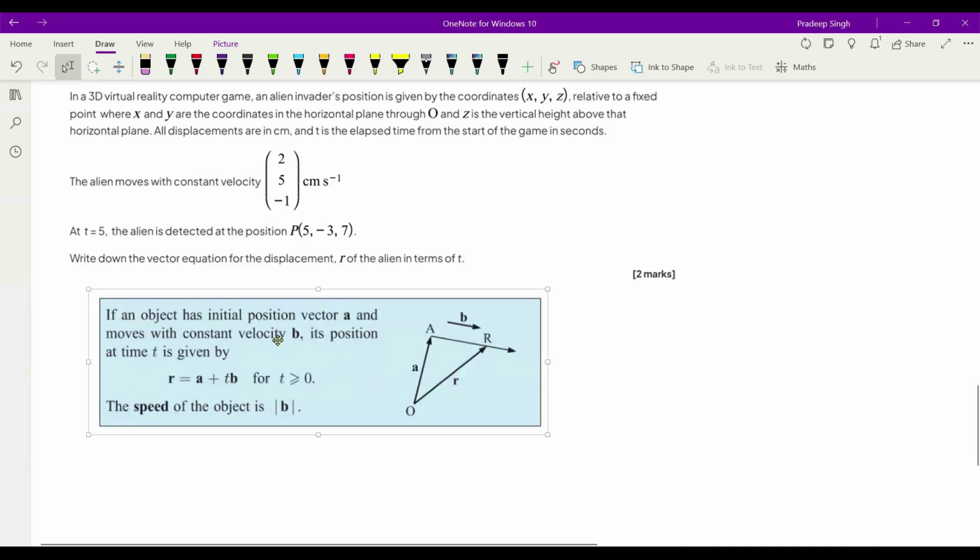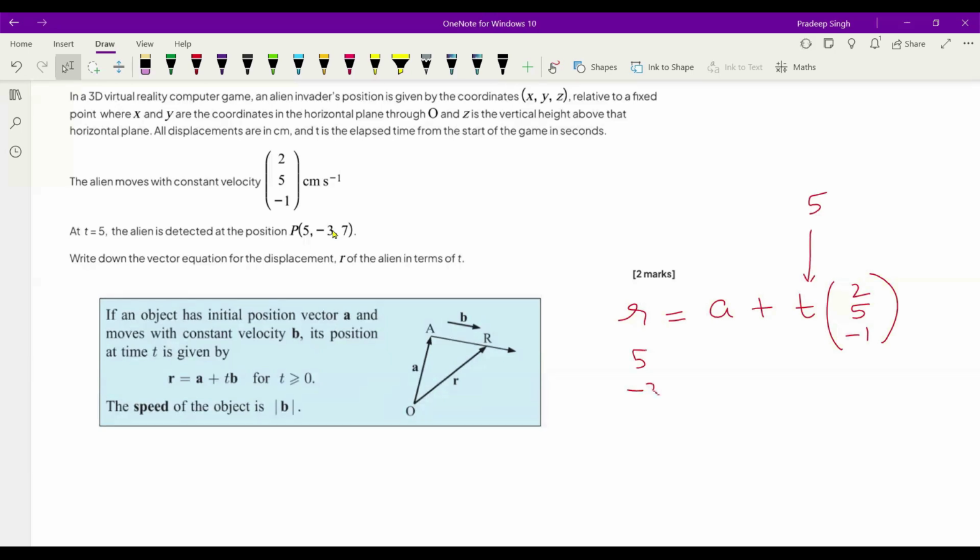A stands for the initial position vector, which is at t is equal to 0. And B stands for the velocity vector, which in this case is 2, 5, and -1. It is given that at time t is equal to 5, the position P is 5, -3, and 7. So if we put t is equal to 5 in this particular expression, the value of r will be 5, -3, and 7. So let's write it down. The equation is r is equal to a plus tb, where b is the velocity vector, which in this question is 2, 5, and -1. Now, if we put the value of time as 5, r is 5, -3 and 7.